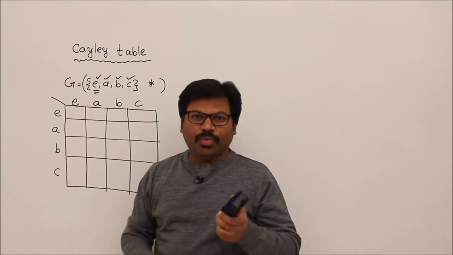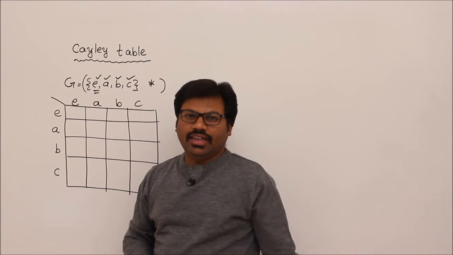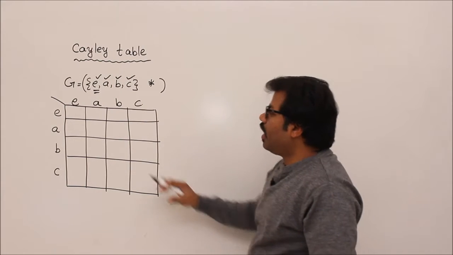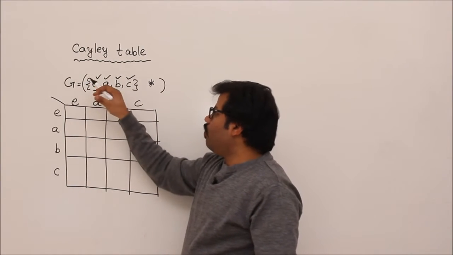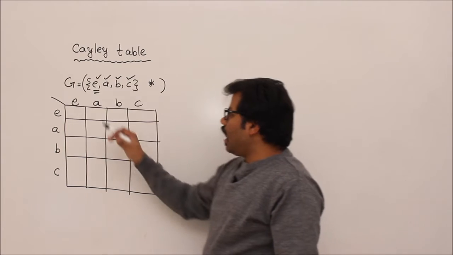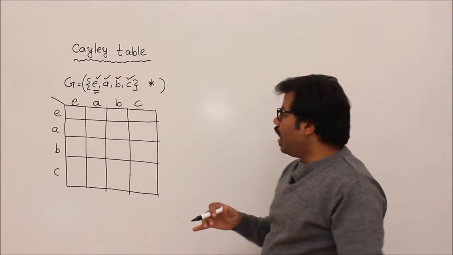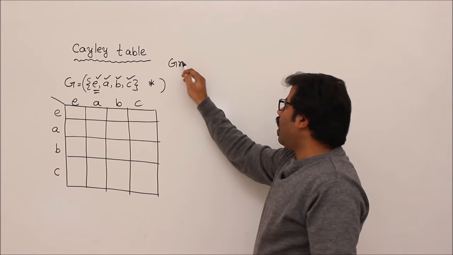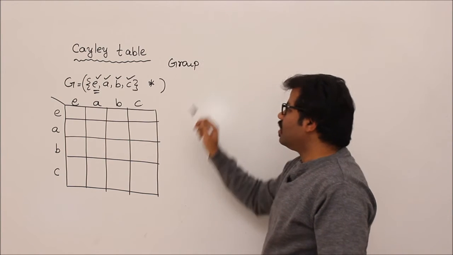Let's try to discuss one important table related to group, that is Cayley table. We'll try to understand that. In Cayley table what we do is we write a matrix because we have 4 elements here, for example. Then I will be taking a 4 by 4 matrix and I will be filling the entries. Now since it is a group, you will observe so many important things in this table.